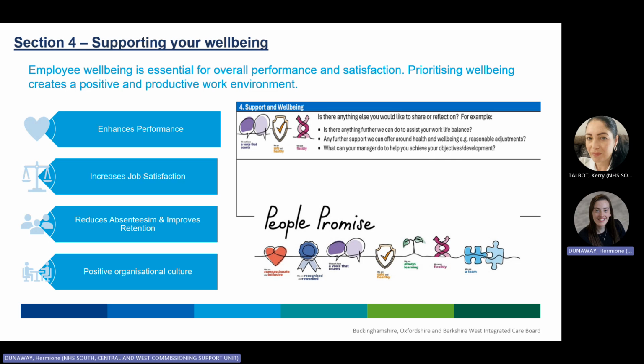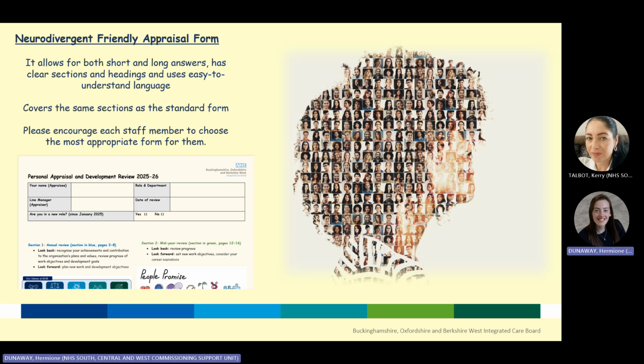So we've covered all 4 sections of the form. And at this point, it's worth highlighting that there is also an option for staff to use a neurodivergent friendly appraisal form. Traditional appraisal processes may not suit everyone's way of thinking and communicating. This form was designed following engagement with the organisation and staff networks and feedback from the staff survey, as some neurodivergent employees may find open-ended questions overwhelming.